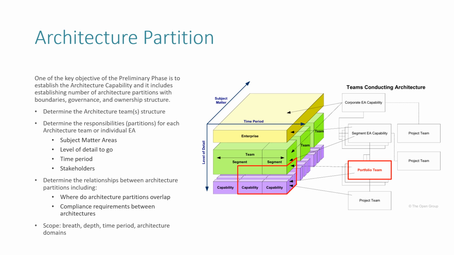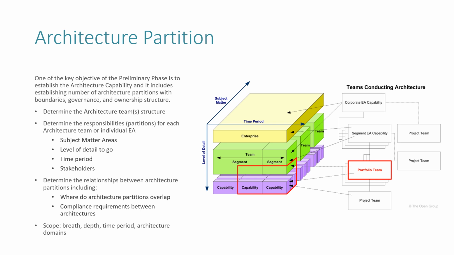An important part of the preliminary phase is to establish the architecture capabilities, and architecture capability should include how we create the architecture partitions. That is, how we create different partitions within the enterprise so that we can distribute the work within the enterprise architect team. So that includes first we define the architecture team structure, and then we define the responsibilities of the teams.